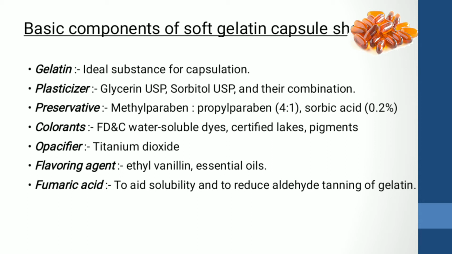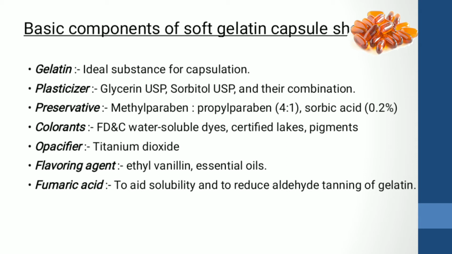The next component is preservative. Preservatives are often added to prevent the growth of bacteria and molds in the gelatin solution during storage. However, methylparaben and propylparaben in the ratio 4:1 and sorbic acid 0.2% are used. Other preservatives that are commonly employed are potassium sorbate, then methyl, ethyl, etc.